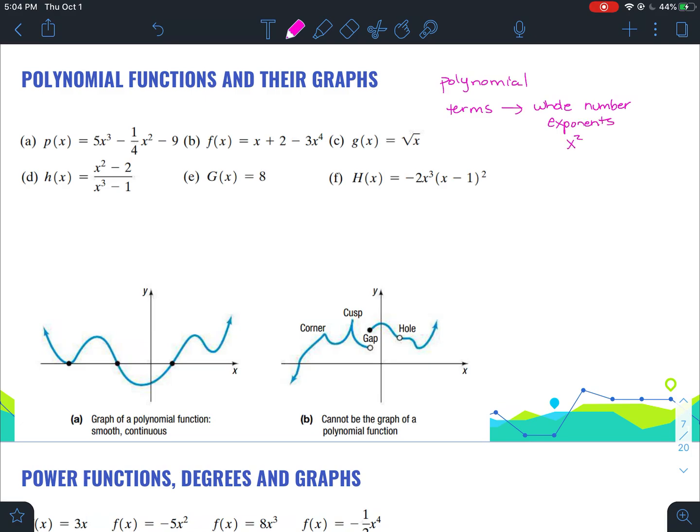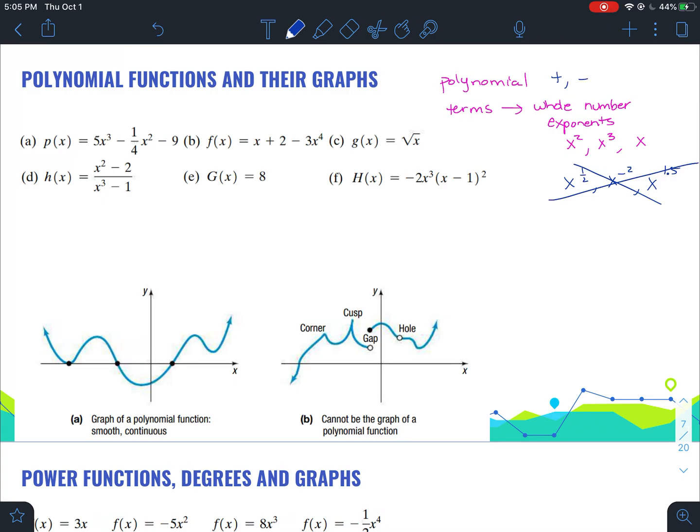So like x squared, x to the third, x, things like that. What you can't have is things like x to the 1/2, x to the -2, x to the 1.5. Those don't work. So to be a polynomial expression, you're going to be adding and subtracting terms that have whole number exponents.